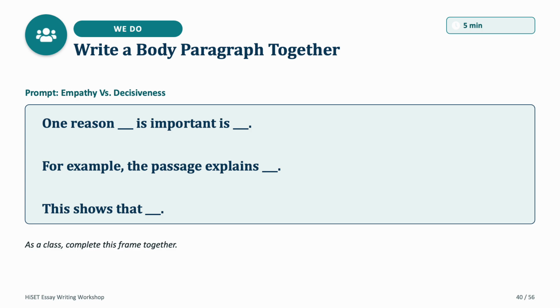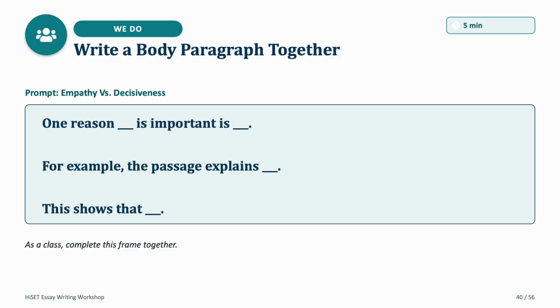Now we're going to write a paragraph together. Our topic is empathy versus decisiveness. We're going to use this structure. One reason, then fill in the blank, is important is fill in the blank. Then, for example, the passage explains, fill in the blank with what it explains. And finally, this shows that, fill in the blank.